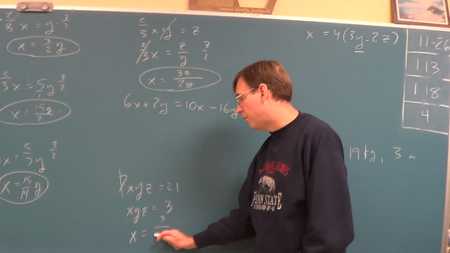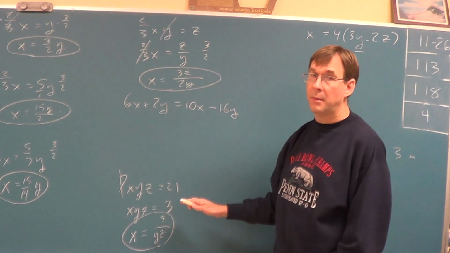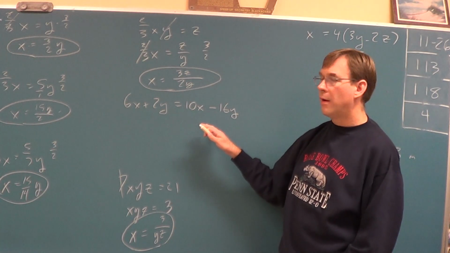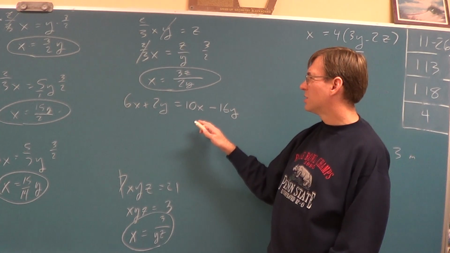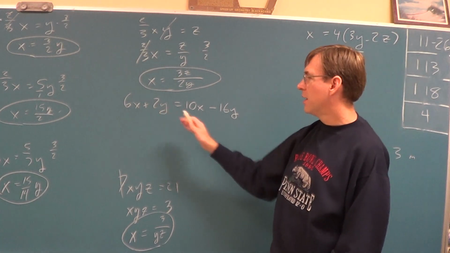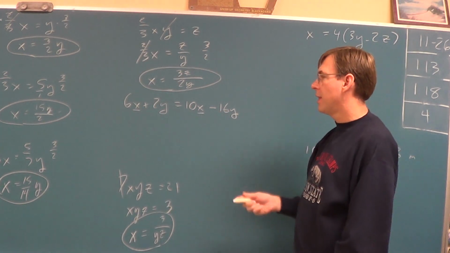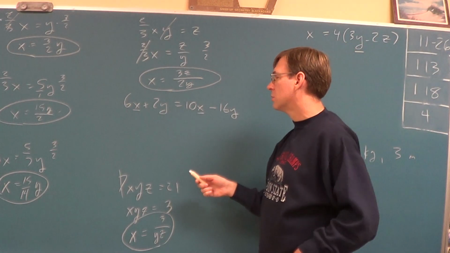3 on top of yz. Something like that. Why is this one the worst so far? It's the biggest. What else is the worst about it? There's a variable on each side. There's a 6x over here. There's a 10x over there. So the first thing we have to do is get rid of one or the other of those.